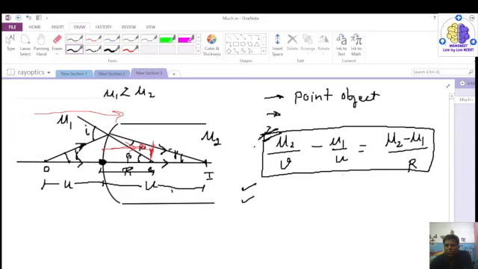This formula will give you the relation between u, v, R, mu1 and mu2. Okay, now just to make you understand what I'm trying to explain, let me solve a numerical for you.